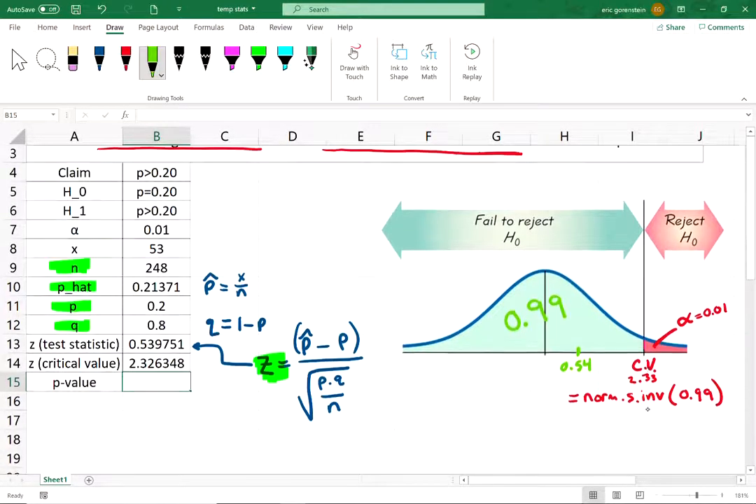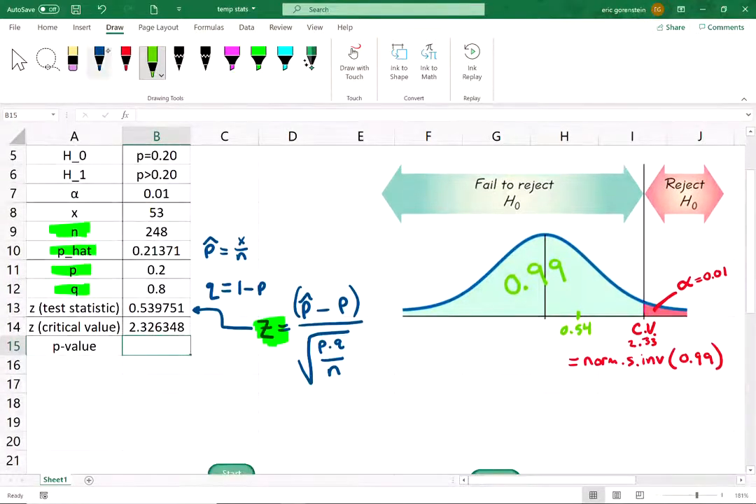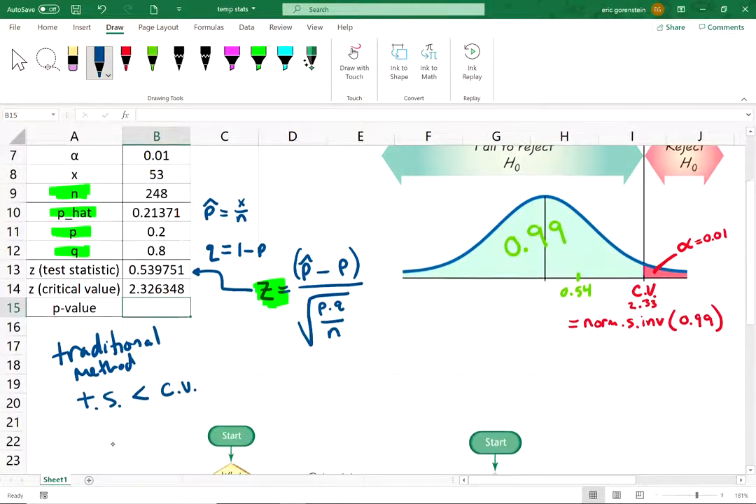So according to the traditional method, the test statistic is less than the critical value, so we fail to reject the null hypothesis.